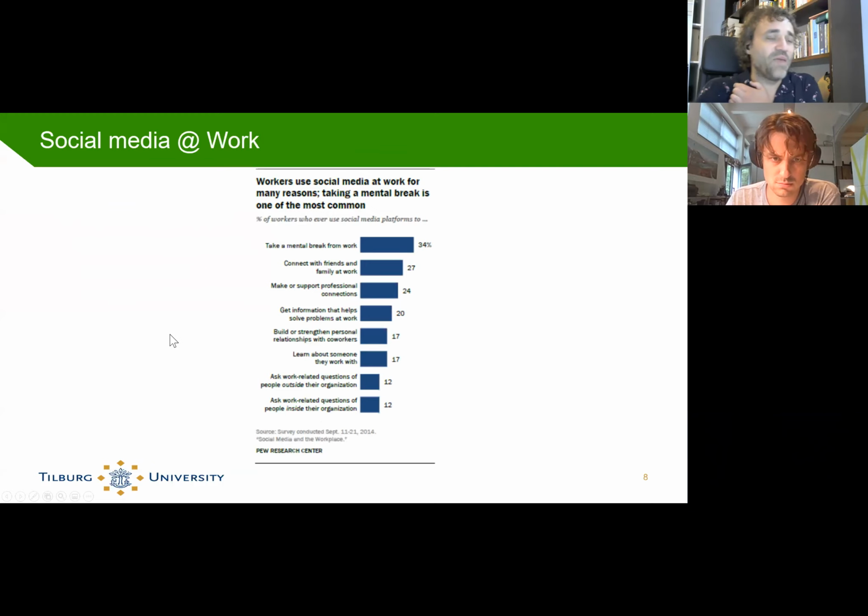In one of the papers on the list for today, you see what people do with social media at work. That's actually many of the things you raised as well. Interesting is that people also used it to take a mental break from work, although here they didn't ask specifically about corporate social media, just social media. But it also helps you to support professional connections, to help you solve issues, to strengthen relationships, to get to know people. So basically, most of the things you mentioned are things that people in organizations specifically do with social media.